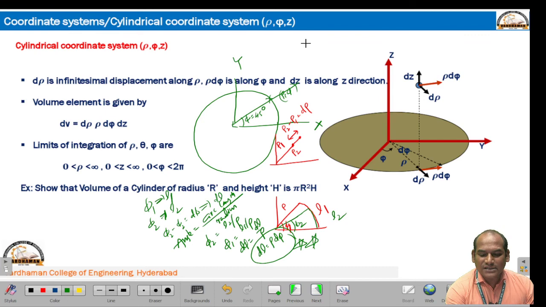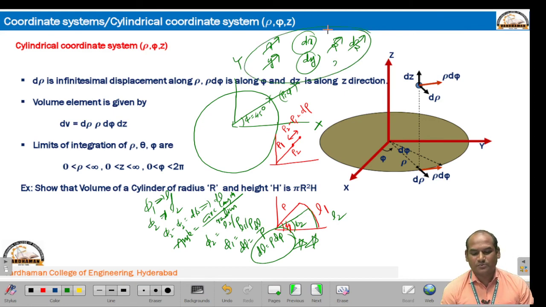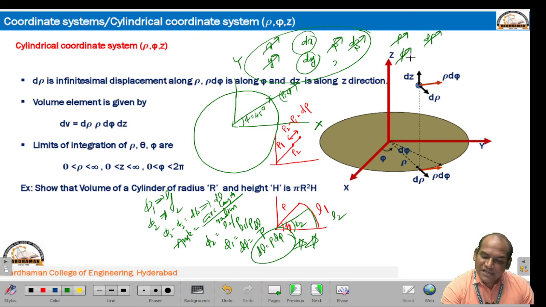In the Cartesian coordinate system, if x is changing, the differential length we have represented with dx only. If y is changing, the differential length is represented with dy. If z is changing, the differential length is represented with dz. This is about the Cartesian coordinate system. Now, coming to the cylindrical coordinate system, if rho is changing, the differential length is given by d rho. I said already, this is a length, so there is no problem. But if phi is changing, what is the effect on the length? Phi is the angle, but I am asking for the differential length.